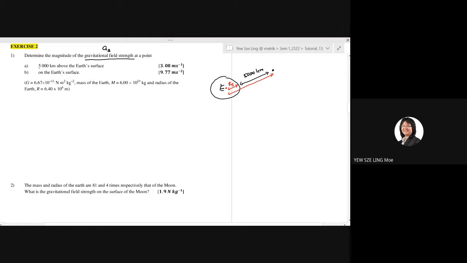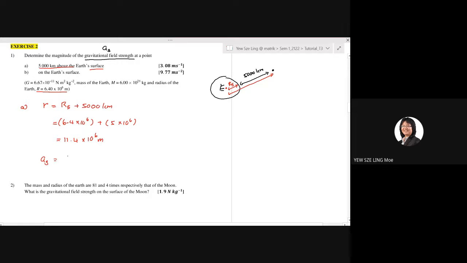So informations given is 5,000 km above the surface. So which means in your calculations, your actual R should be equals to RE plus 5,000 km. All right, this is for questions A. So which is equals to, now my RE, the radius of the Earth, is 6.4 times 10 to the power 6 plus 5 times 10 to the power 6. Okay, 5,000 km kan. So you have 11.4 times 10 to the power 6 meter. So that is the R that you should use in questions A. Okay, in questions A. So now we want to calculate AG.